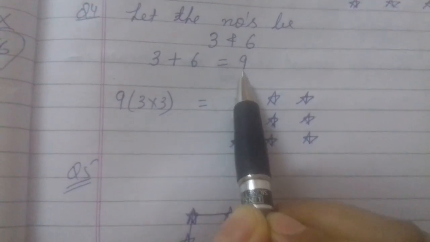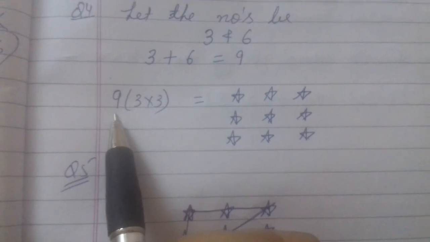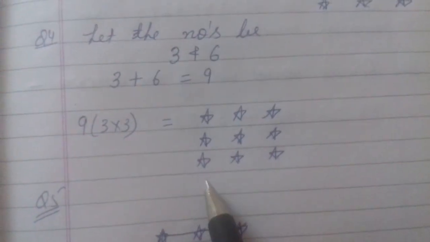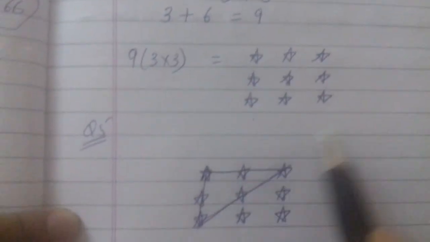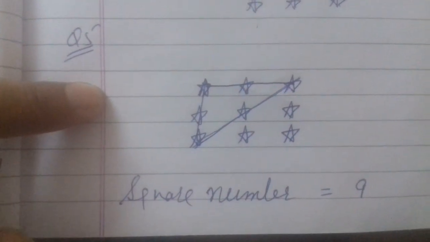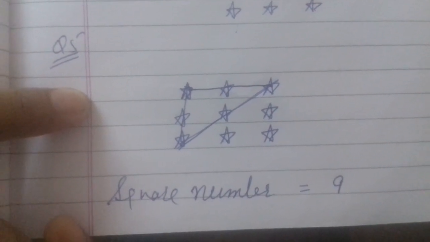So what will we obtain? A square number, and you have to represent it in the star pattern that you already know how to represent 9. 3 stars this side, 3 stars this side, and you arrange it in the square pattern. Last question. In a square number pattern, the opposite corners are joined to form two triangular numbers.